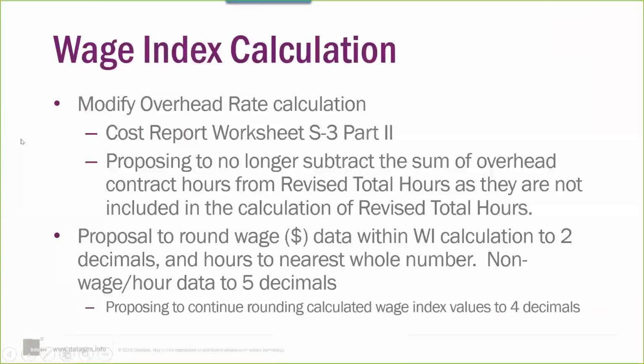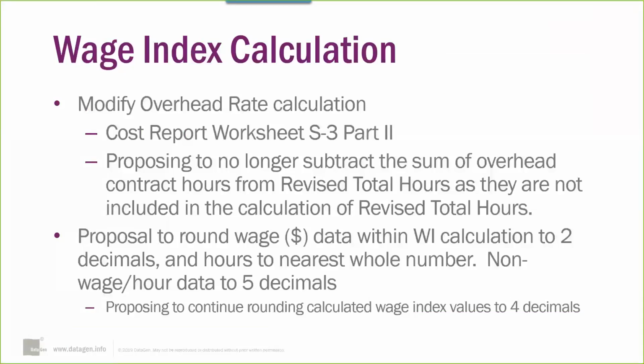As for wage index, CMS is proposing to modify how the overhead rate calculation is put together. Currently, that calculation includes overhead contract hours in the denominator of the revised total hours, but not in the numerator. They're proposing to just remove it entirely from being subtracted. This makes sense simply because why subtract out something that has no impact on it?